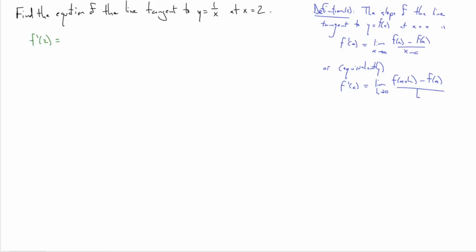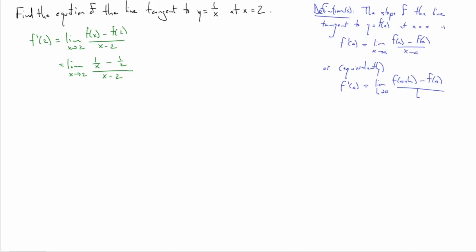Okay, we're looking for the slope of the tangent line at x equals 2, so we're looking for f prime of 2. If we use the first definition, then we see that that's equal to the limit as x approaches 2 of f of x minus f of 2 all over x minus 2. Simplifying this expression, we get the limit as x approaches 2 of 1 over x minus 1 over 2 all over x minus 2. And here's where the fun begins.